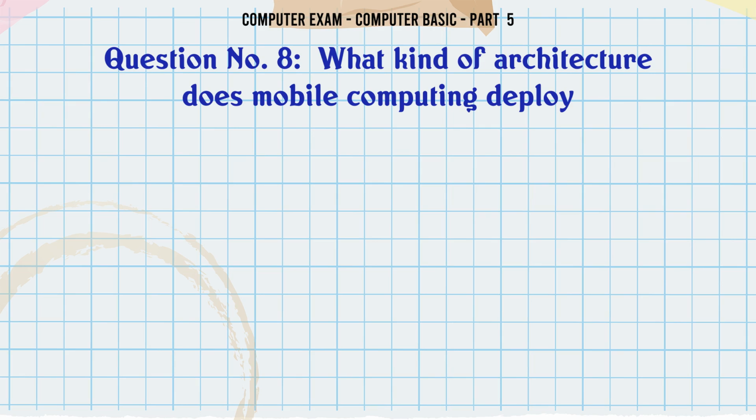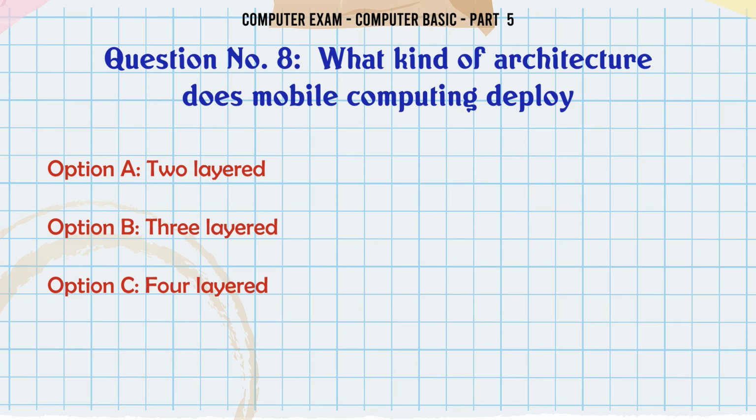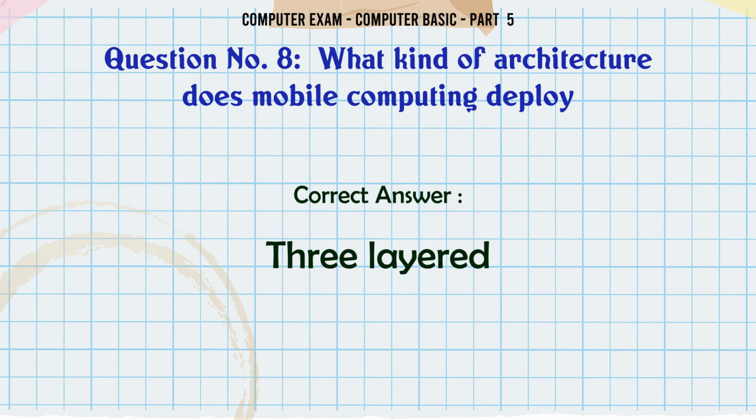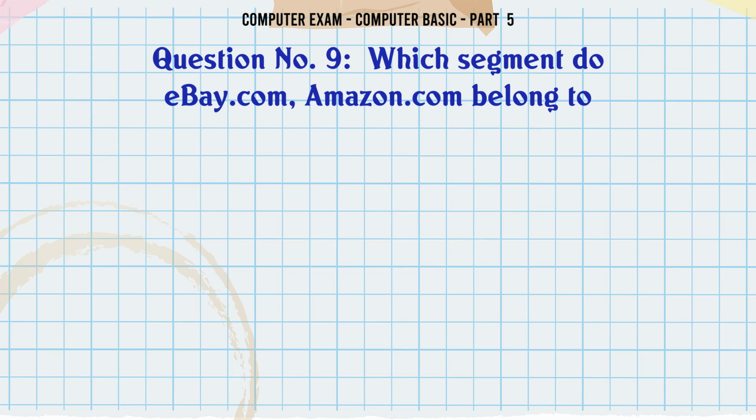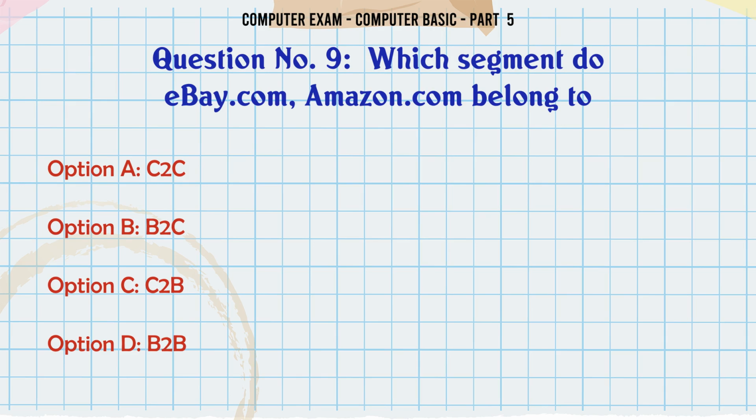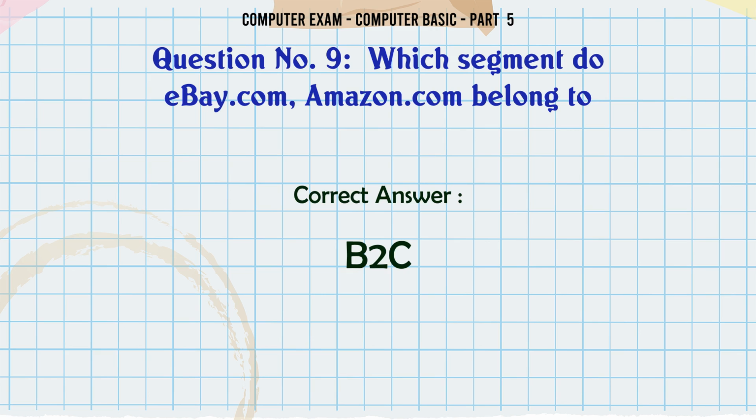What kind of architecture does mobile computing deploy? A. 2-layered. B. 3-layered. C. 4-layered. D. 5-layered. The correct answer is 3-layered. Which segment do eBay.com and Amazon.com belong to? A. C2C. B. B2C. C. C2B. D. B2B. The correct answer is B2C.